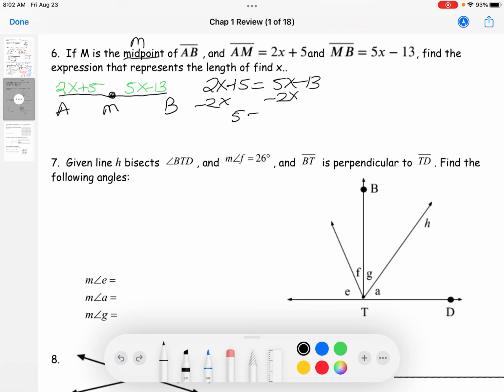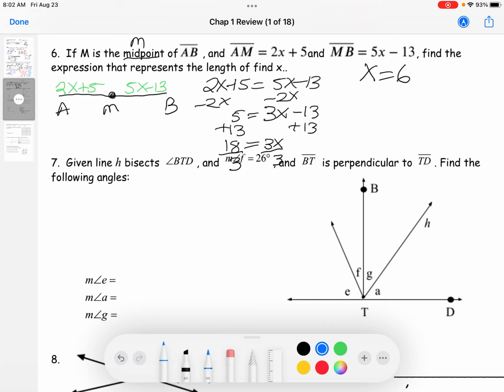and fix this. Okay, so this 2x that I had before is now a 3x, because it's 5 minus 2, which is 3x. Okay, so I'm going to add 13 to both sides. So 3x equals 18. Okay, then I'm going to divide both sides by 3. So x equals 6.